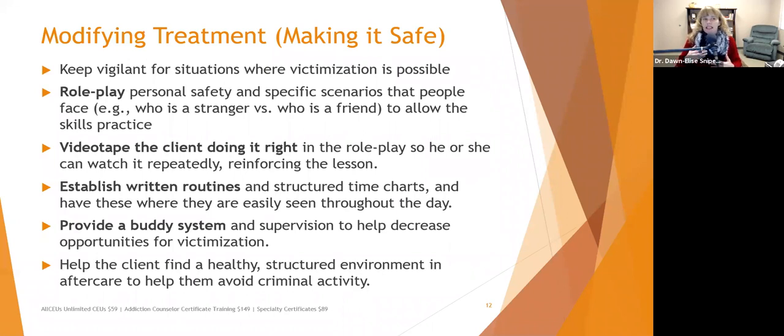So let's role play what's going to happen when you go to church. And so you role play it. The client can see it. Maybe you even walk through it and go into the church and whatever. Then the client has that on their mobile device, and they can watch it on the way to that event so they can refresh their mind about, okay, this is what I do in this situation. It will help reduce their anxiety, and it will help reinforce those concepts.